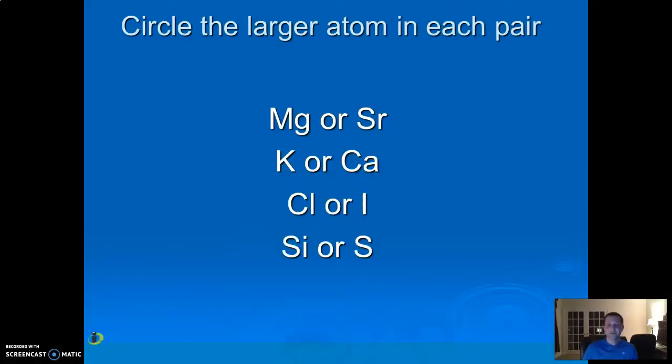Okay, take a second on your note sheet and circle the atom that is larger in each of these. Then we'll go over the answers and we'll do the one on the other side of the page. Okay, just to check our work here, magnesium or strontium, the one that's larger is strontium. Strontium is in a bigger level, level 5 compared to level 3. Potassium or calcium, we want the bigger atom. Calcium is further to the right than potassium is. And as you go left to right, the size gets smaller. So the larger atom is K.